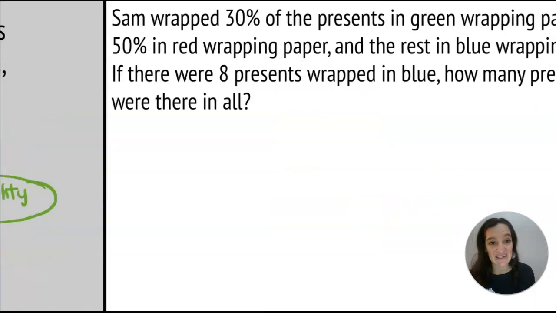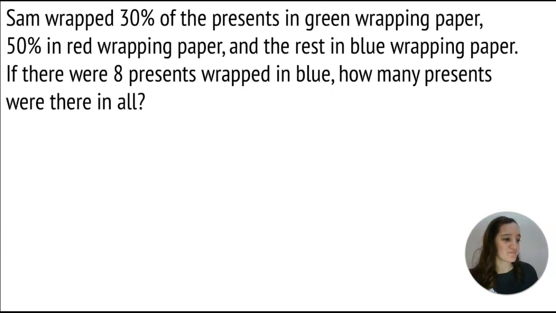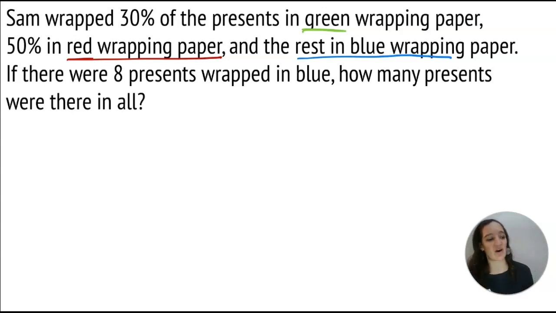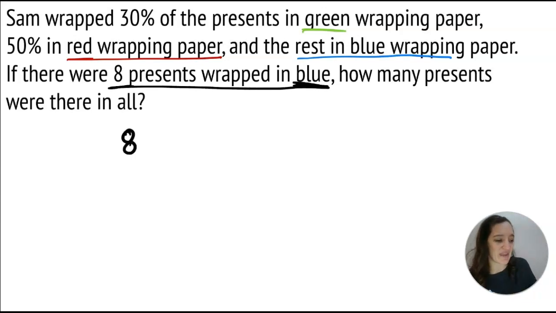So again, read carefully. Sam wrapped 30% of the presents in green wrapping paper and 50% in red wrapping paper and the rest in blue wrapping paper. There are 8 presents. If there were 8 presents wrapped in blue, how many presents were there in all? All right, I know this 8 is the part. It's the part that was blue, right? And the question is, how many were there in all?